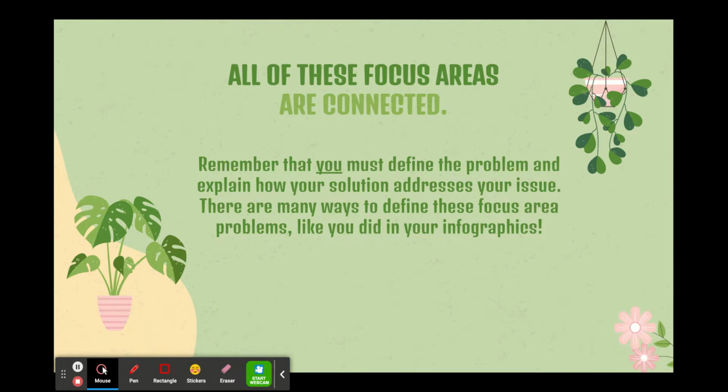Think about how it might connect to what you have already proposed as your solution or what your product is already and how it actually helps your problem and addresses your issue. Again, there are many ways to define your focus area problems, just like you did in your infographics. There are people who came up with different coastal regeneration ideas based on the habitat that they wanted to focus on. So this is definitely going to change, possibly today after you find out some more information.